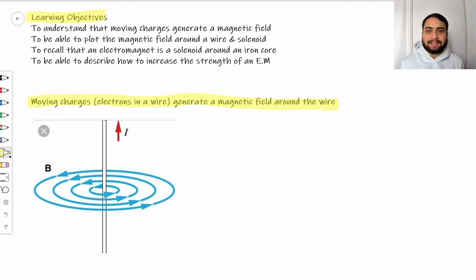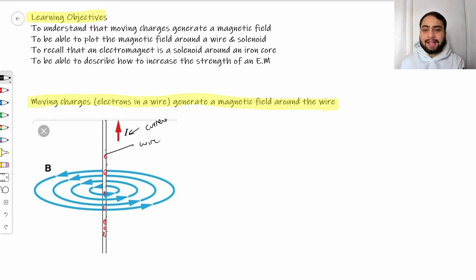The first thing that we need to understand is that moving charges, so electrons in a wire, generate a magnetic field around the actual wire itself. So here I have my wire, and let's just draw some electrons inside it, right? E minus, E minus, E minus, E minus, E minus, E minus, E minus, etc. Okay, now I can see the I here, which stands for current, and this tells us direction of conventional current. Remember, conventional current goes from positive to negative, so that's what this I is talking about here.